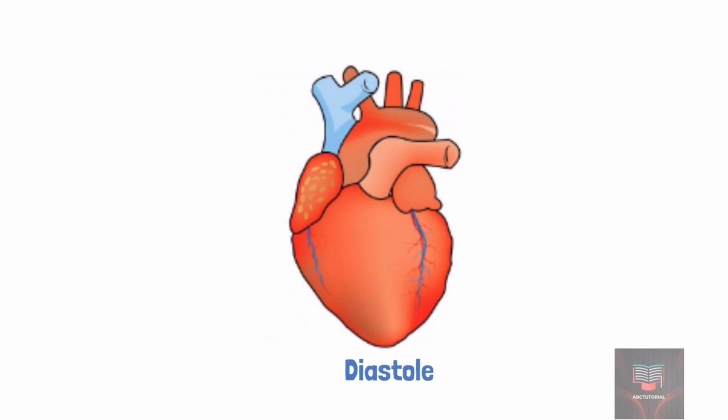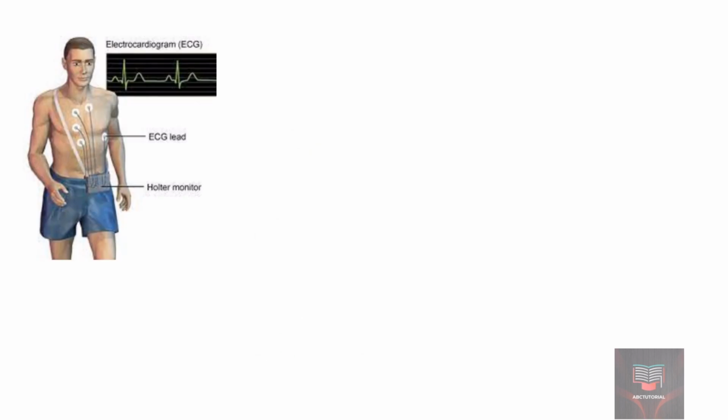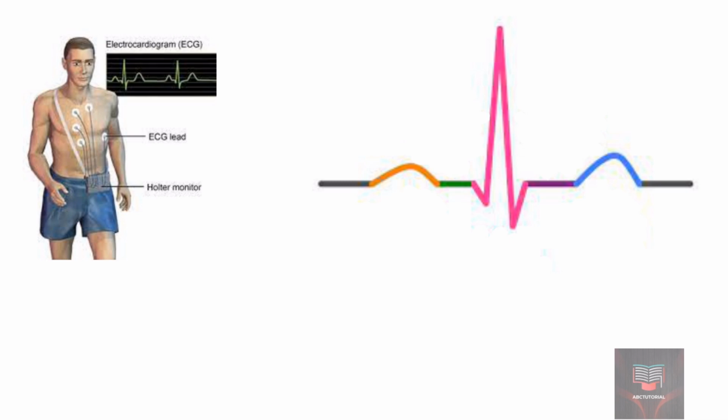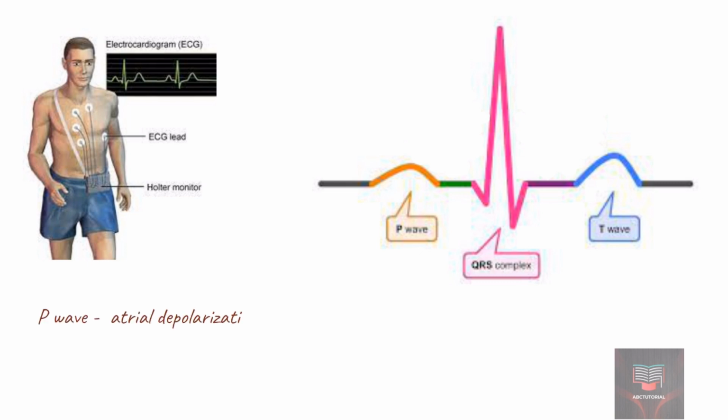As action potentials propagate through the heart, they generate electrical currents that can be detected at the surface of the heart. This electrical current is called an electrocardiogram, ECG. In a typical ECG recording, three clearly recognizable waves appear with each heartbeat: the P wave, the QRS complex, and the T wave. The P wave represents atrial depolarization and correlates with atrial muscle contractions or atrial systole.